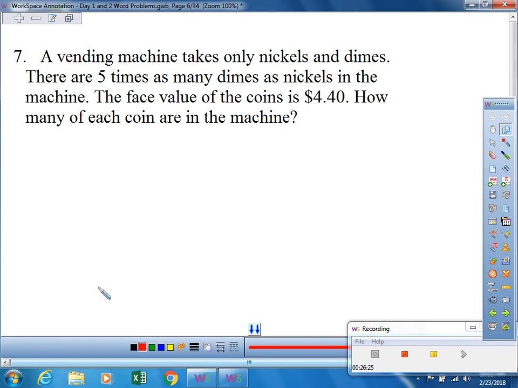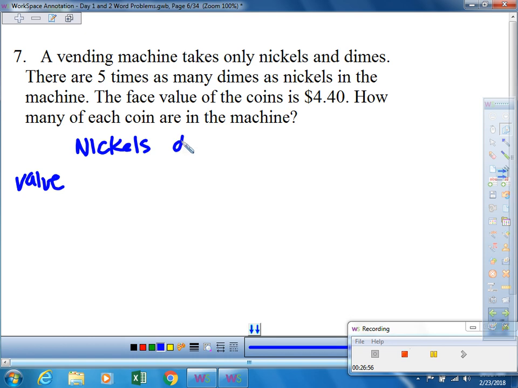So, do we have a number of coins? Yes, 5 times. No, but does that give me the total number of coins? No, I don't have the number. Do I have a value of the coin? Yes. So I'm going to start with value. I'm not starting with the number of coins. My coins are nickels and dimes and a total.